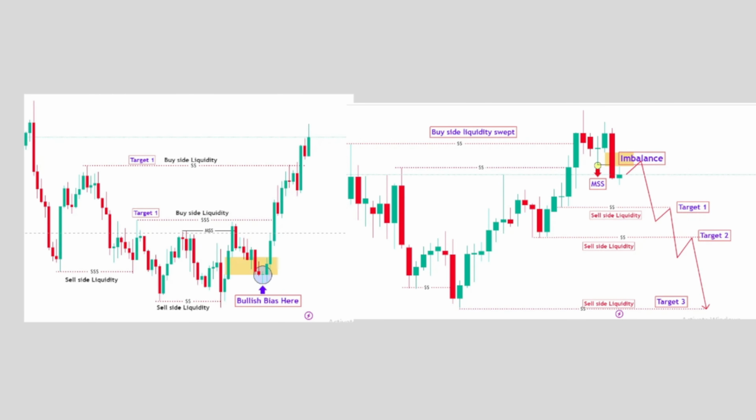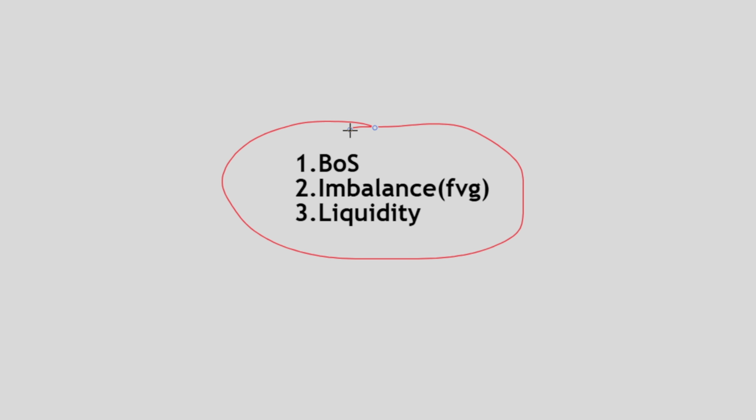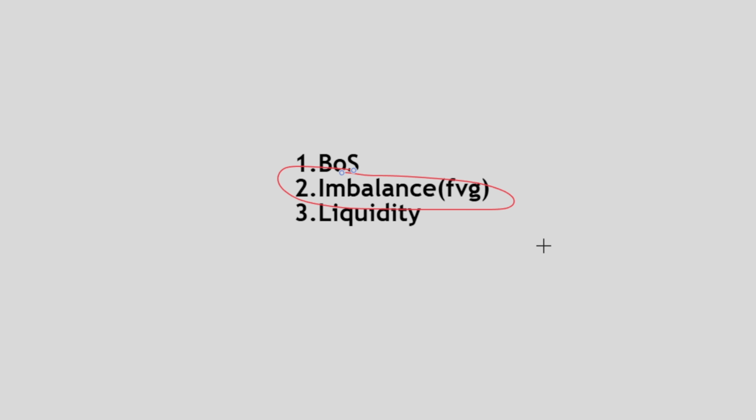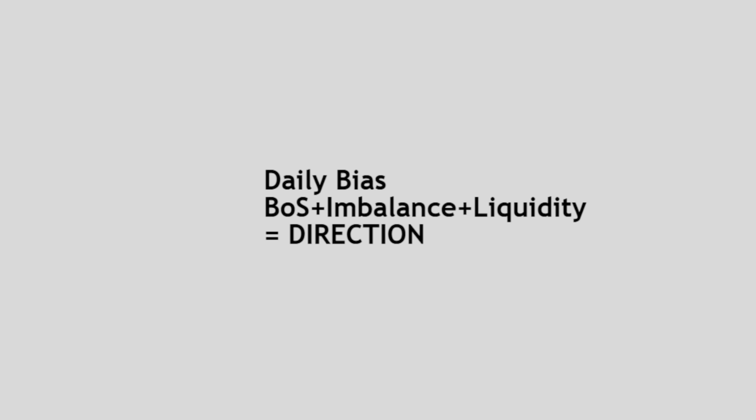How's it going, everybody? Today we're going to be going over how to use ICT concepts to identify a daily bias. These are the three ways to identify a daily bias. We have a break of structure, an imbalance, aka a fair value gap, and liquidity. And I'm going to go into each one of these individually and explain to you and show you a live example of how these apply to the market and how we could form a bias based off of these 3 points. Now, just remember, your daily bias is a break of structure plus an imbalance plus a liquidity.